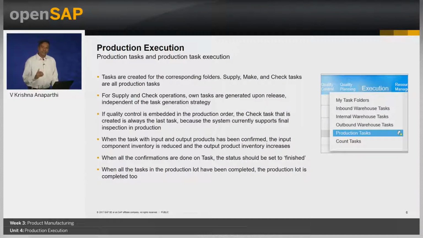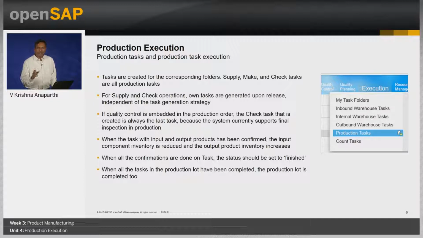Now, let's discuss the tasks and their execution methods. As discussed in Unit 2 detailing production master data, the task generation strategy defined in the bill of operations shall define the way the tasks shall be created upon production order release. For supply and the check operations, own tasks are generated upon release independent of the task generation strategy.